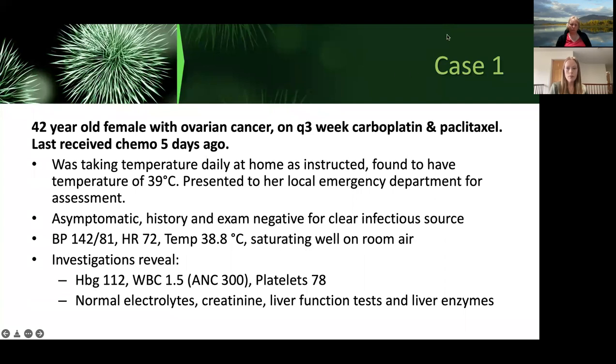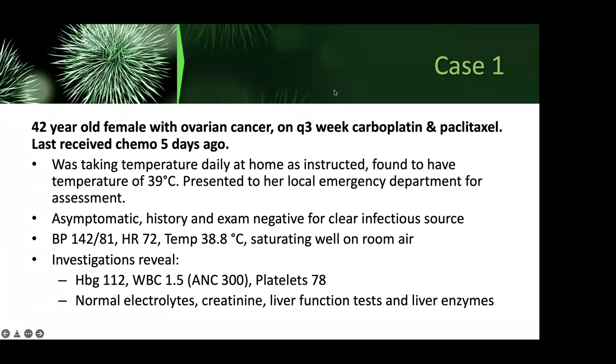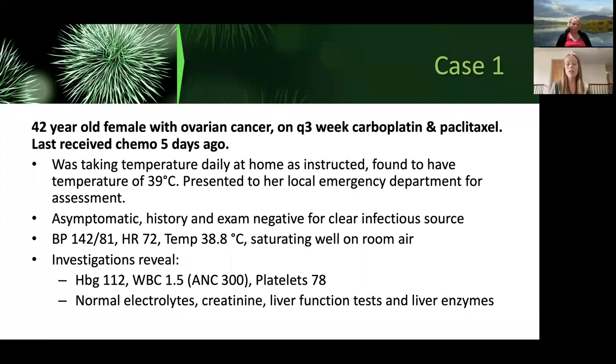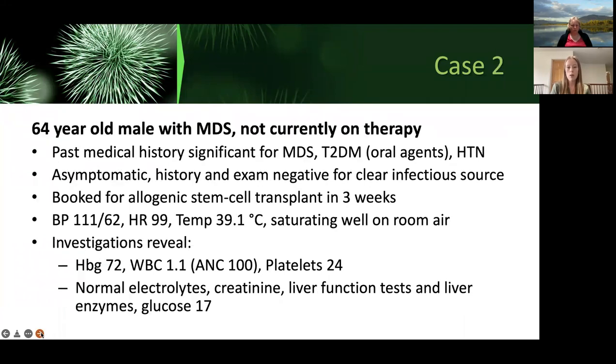At the time of her presentation, this lady was asymptomatic. Her history and exam were negative for any clear infectious source. Her vital signs were all stable. She was still febrile and she was saturating well in room air. And her investigations revealed a hemoglobin that was slightly low at 112, a white blood cell count that was suppressed with a neutropenia with an ANC of 300 and platelets of 78. But otherwise, all of her blood work, electrolytes, creatinine, liver function tests, and liver enzymes were all unremarkable.